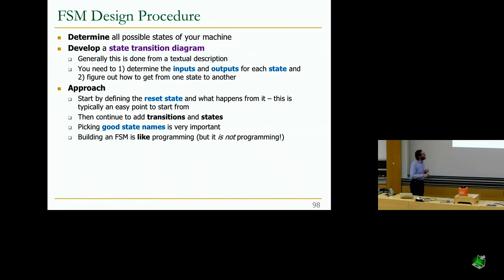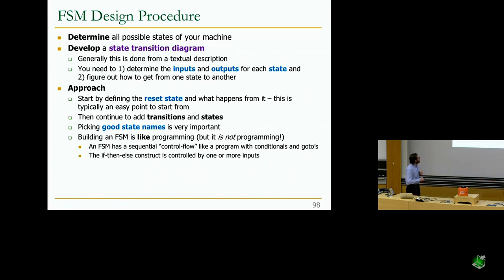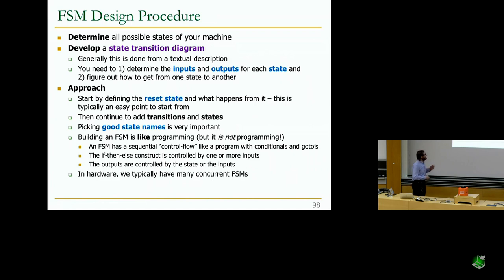Basically, it's like programming, but it's not exactly programming itself, right? It's like a sequential control flow-like program with conditionals and go-tos. Essentially, a state transition is potentially a conditional or unconditional transition based on the input values, right? You can read that in more detail. Basically, we have many, many concurrent finite state machines in hardware. Some of them may be controlling this portion of the hardware, some of them may be controlling that portion. And a microprocessor itself is a huge finite state machine.